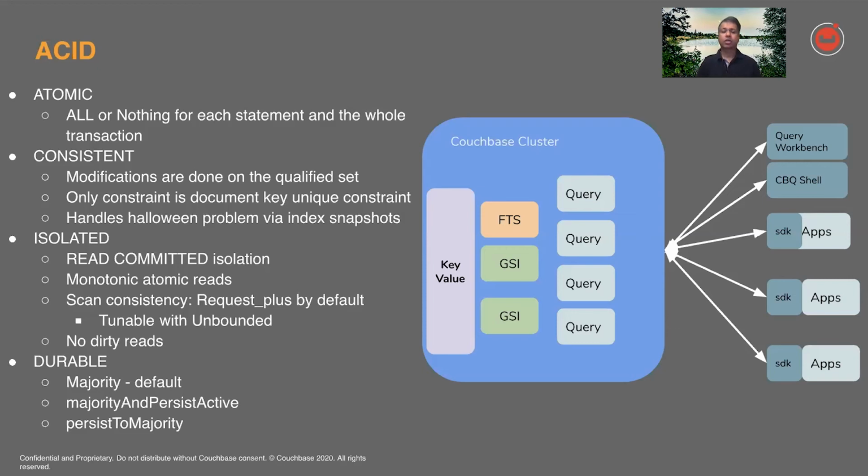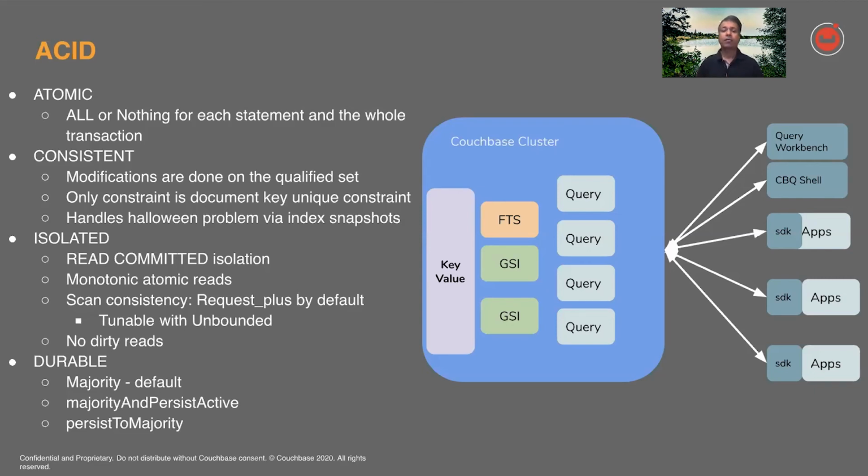All the reads are monotonic, atomic. That means you will never read a dirty read. You could read something that was committed as part of a transaction, but you may not see all of the changes at once. But you still see only the data that was committed. By default, the index scan consistency is request plus.